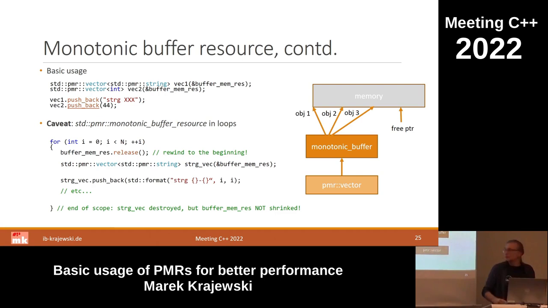First iteration, object. Now the PMR vector gets out of scope. Destructor called, and then the second part of the allocator is to release memory. But this guy here does nothing. Understood? And it has its usages.